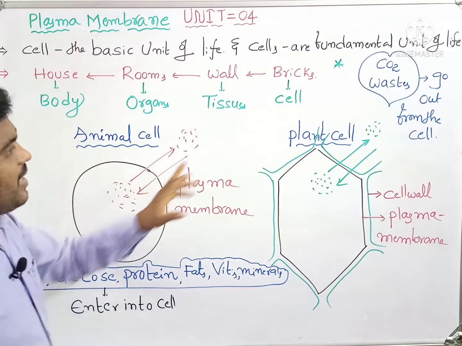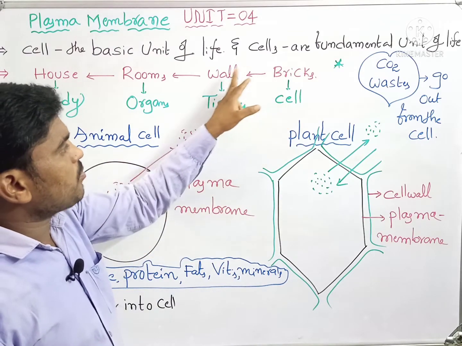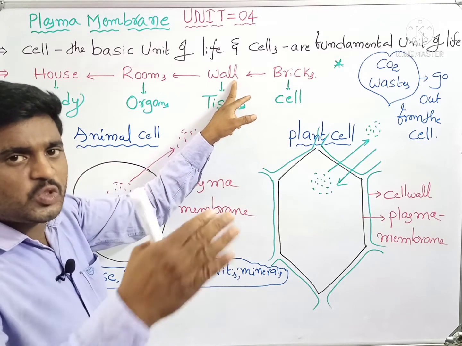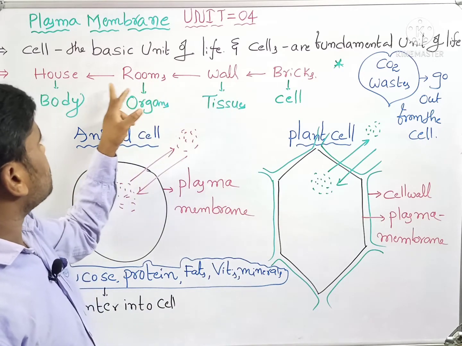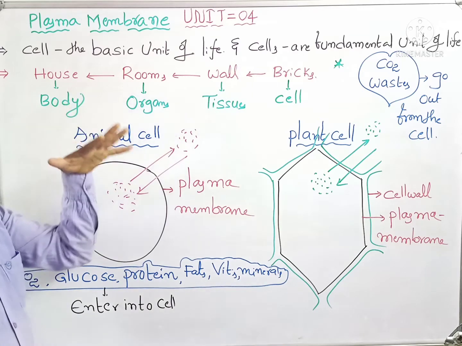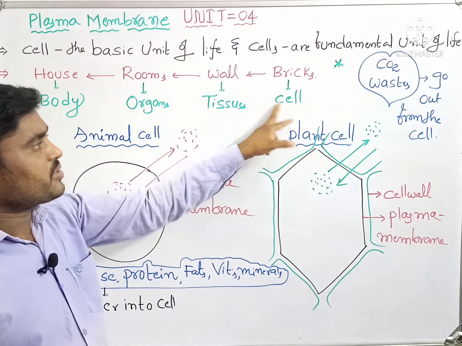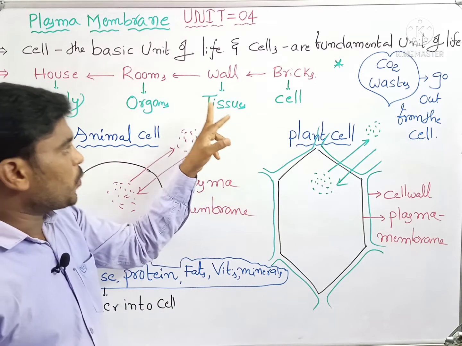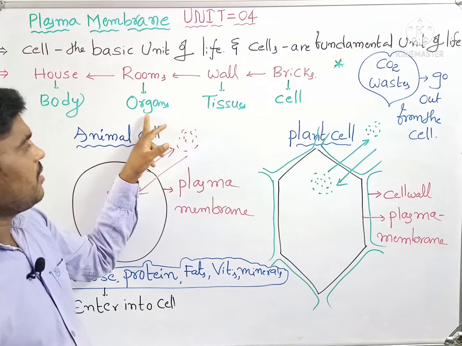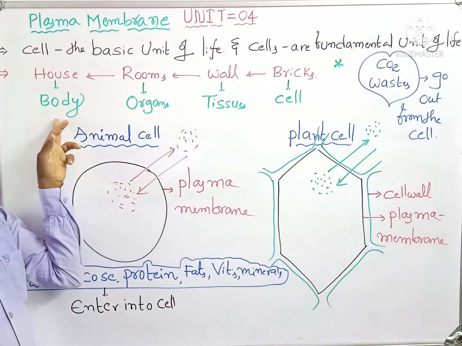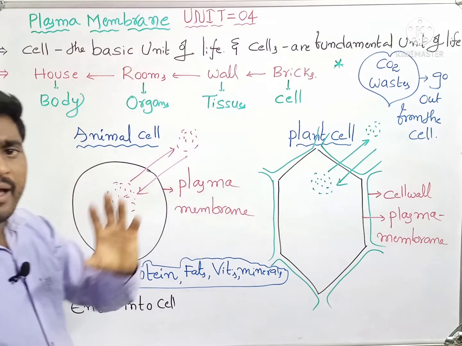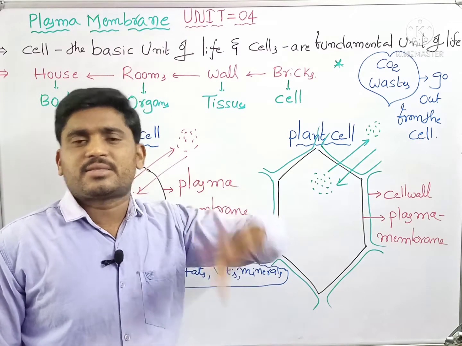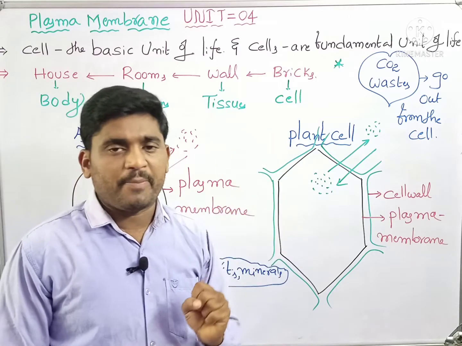Then next, bricks are formed to form the wall. One, two or three walls form the room. Then one or three rooms combine to make the house. At the same time, a group of cells forms tissues, a group of tissues forms organs, and organs form the one body or one organism. Understand? So this is the introduction about the cell and plasma membrane.